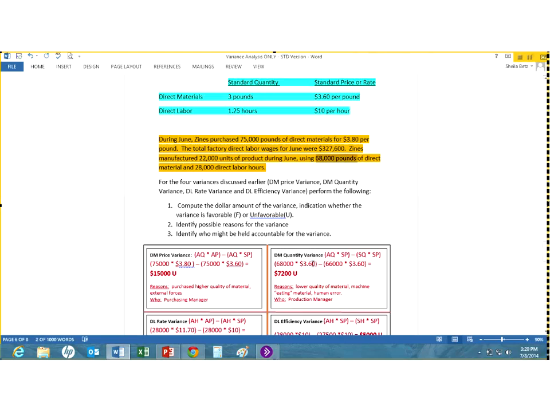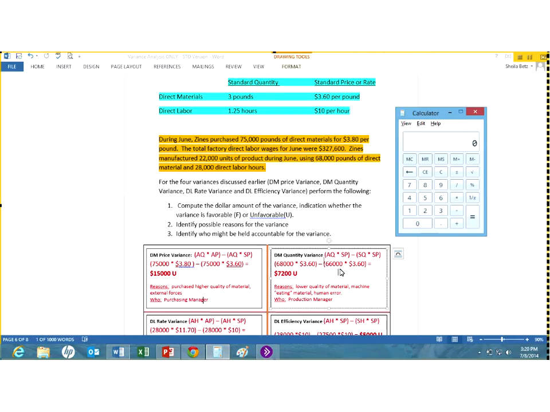Then we're going to times that by the standard price, which is up here in the blue, $3.60. Then we have to calculate how much they expected to use. And you're probably thinking, where did she get that $66,000? I don't see that anywhere. Well, I had to calculate it.